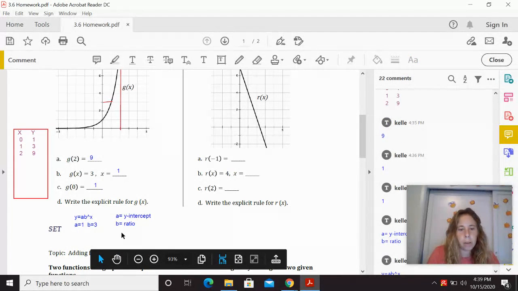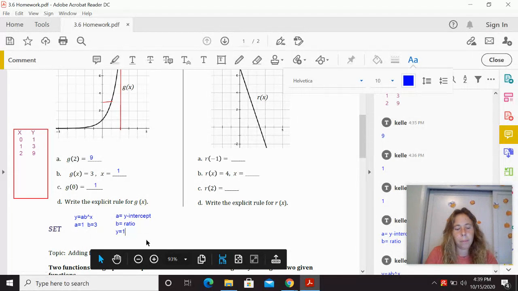Which, if it'll let me, I'll do over here. Y equals, substitute 1 in for a, and then b is 3 raised to the x power. You don't have to write the 1, because 1 times 3 to the x is just 3 to the x, so really you could just write y equals 3 raised to the x power.